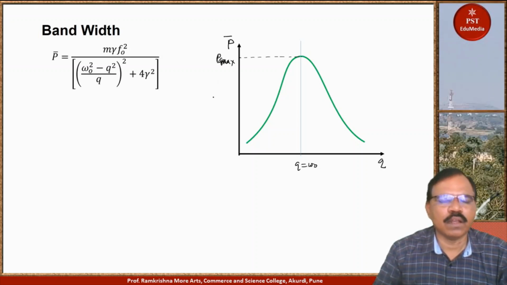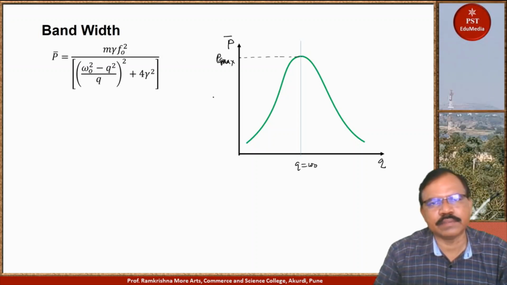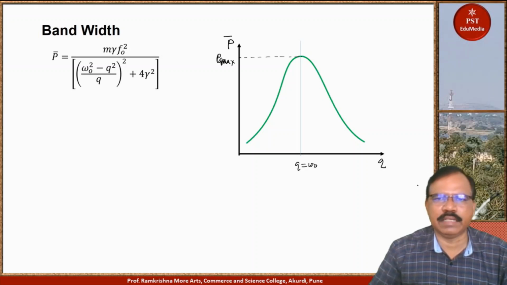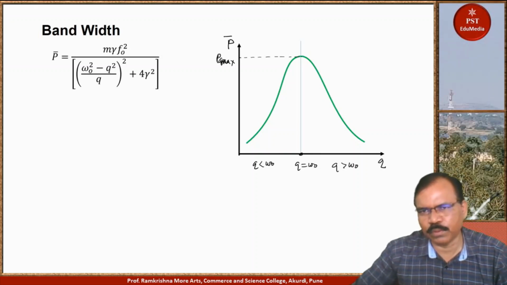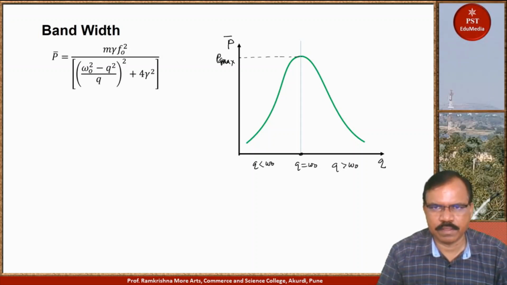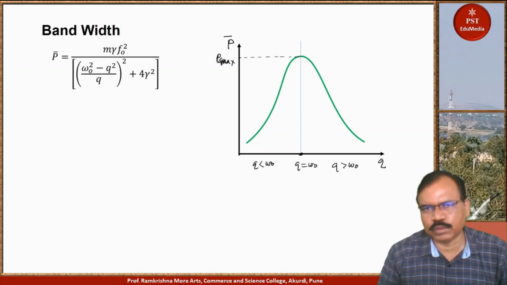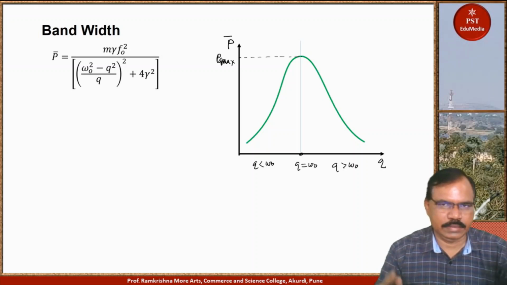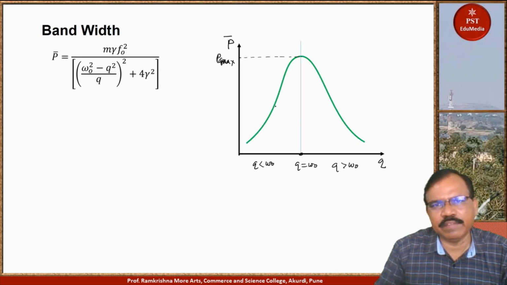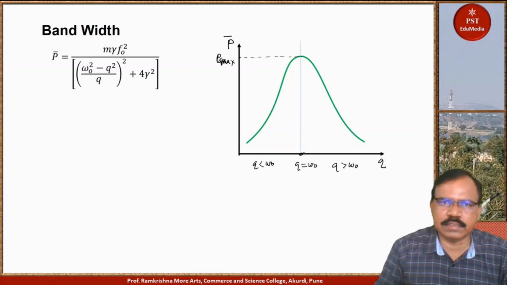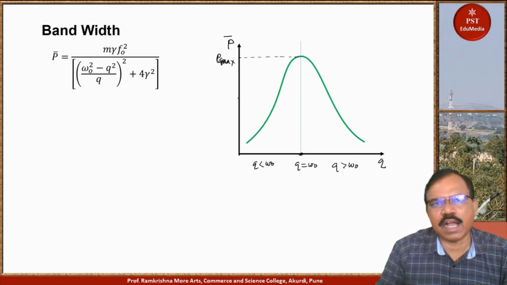P max. Now, what is bandwidth? If we go away from the natural frequency, that means the frequency of the applied force, if we go on increasing or decreasing the frequency difference omega 0 minus q on both sides, power goes on decreasing. And there are some frequencies, one greater than omega 0 and another less than omega 0, for which power falls to half of its maximum value, P max divided by 2.